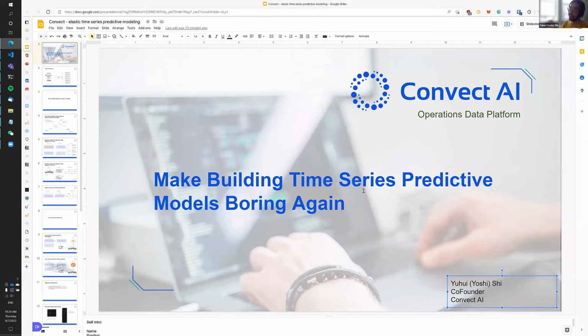I put a "boring" here. Yeah, we put the boring here because we want people who are building these models to feel like, okay, this can be a very systematic and organized way of doing things, so you don't need to struggle a lot in building those models.